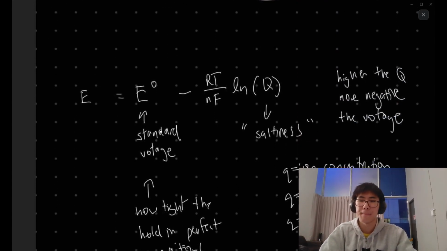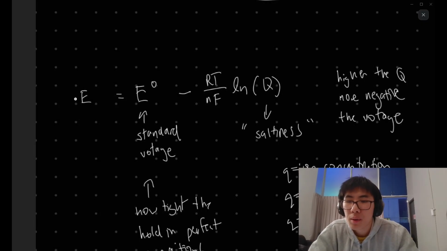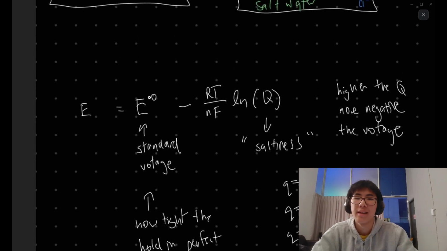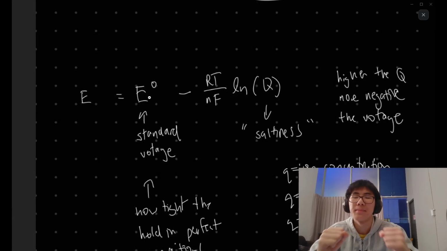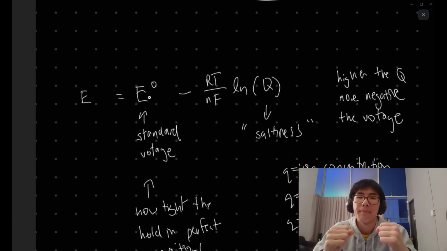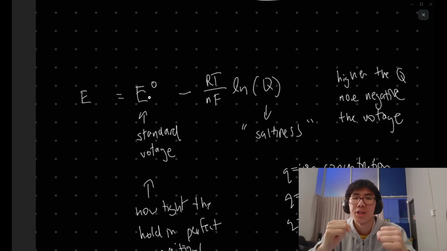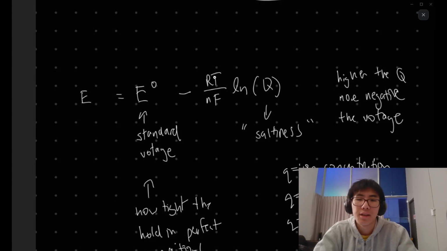Now the equation. Let me explain this. E is just the voltage. E with the degree sign is the standard voltage, basically how strongly the atoms have a grip on their electrons in perfect conditions, when it's not dipped in water. Then R, T, and F are the gas constant, temperature, moles, and Faraday's constant. That's just kind of the adjuster. And then Q is dimensionless.